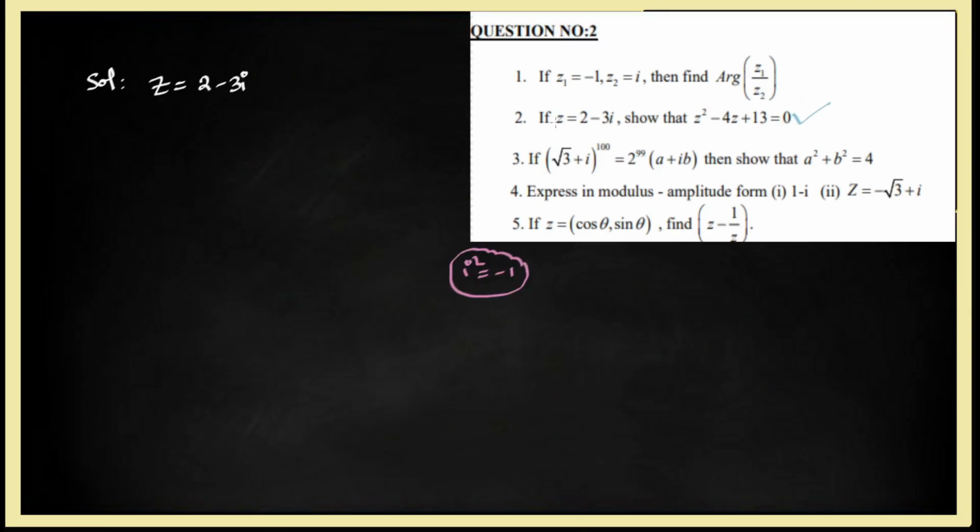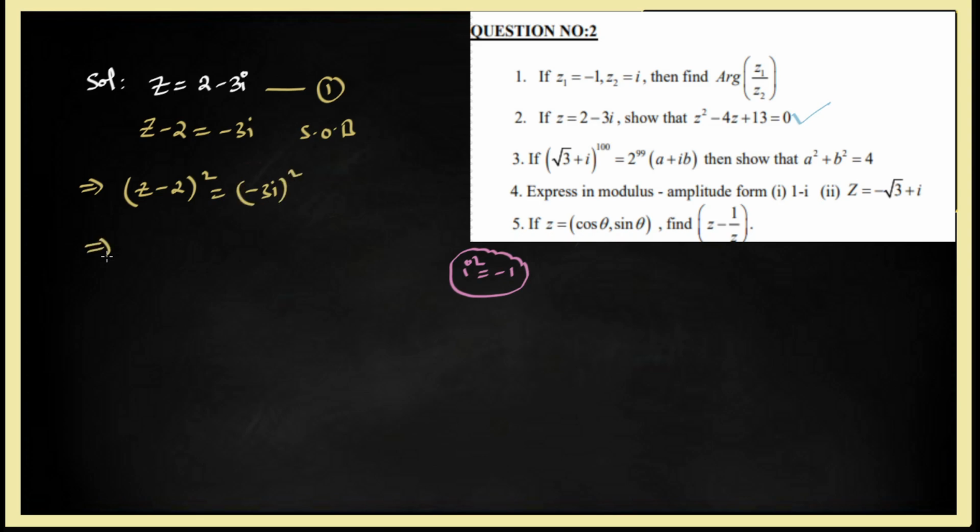Now the next question is question number 2. If z equals 2 minus 3i, then show that z square minus 4z plus 13 equals 0. So first write the given. Given z is 2 minus 3i. Now we can write z minus 2 as minus 3i. Now squaring on both sides, this will become (z minus 2) whole square equals (minus 3i) whole square.